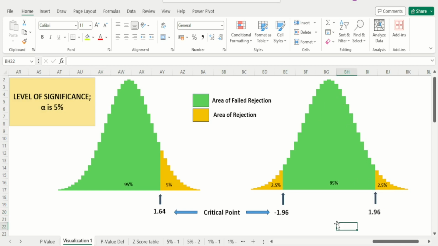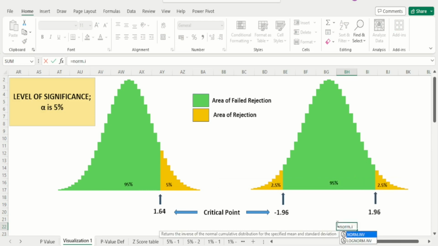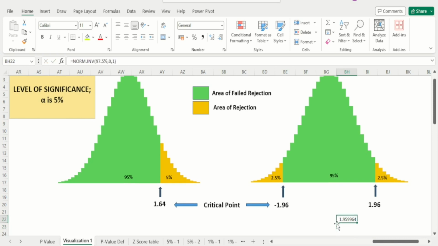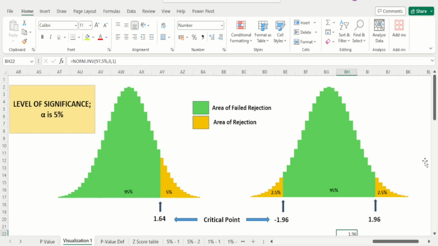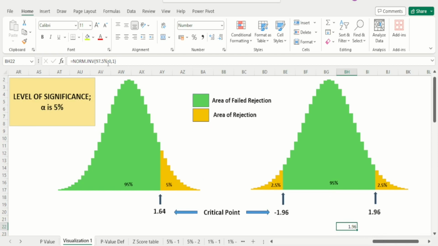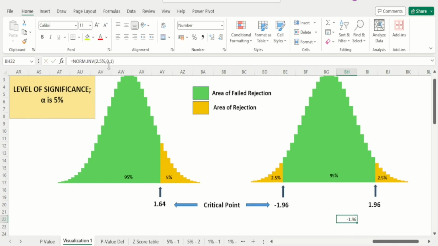So if you were to do the norm.inv for, let's say, 97.5%, with the same logic of 0 as the mean and standard deviation as 1, it will take you to this value, which is 1.959964. If you were to round it off, you will reach 1.96. The same thing is going to be true if you do it for the left-hand side. So for the left-hand side, remember this 97.5 is going to get converted to 2.5% only. So if you run the same calculation with 2.5%, it will then generate -1.96 as the critical point, right?